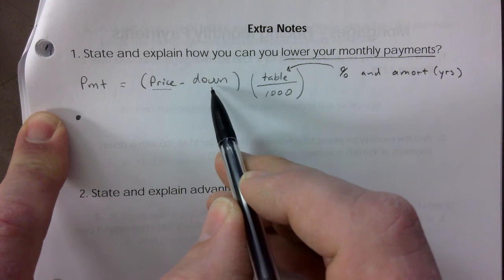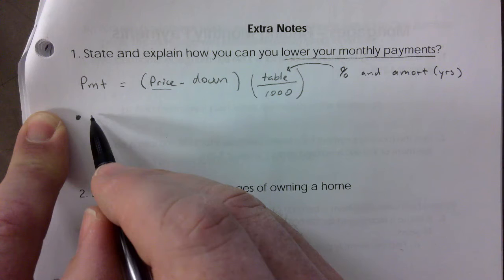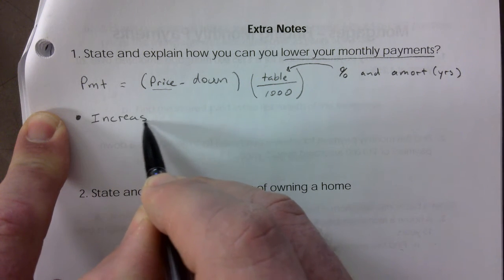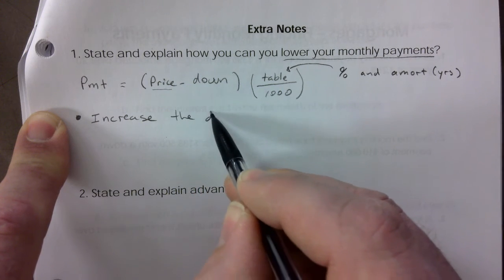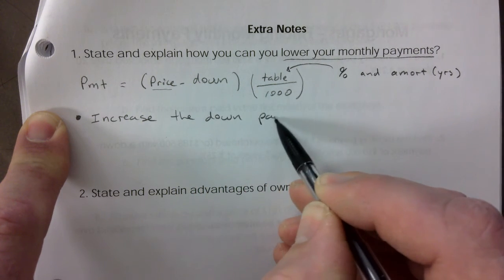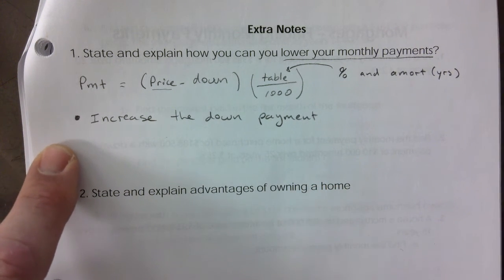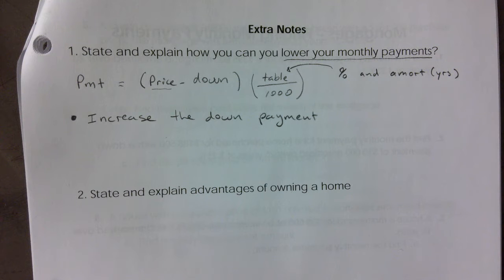Sometimes it's just common sense here, but if you were to increase the down payment, you would be in business. If you increase your down payment, the amount you need to borrow will go down. Therefore, your payment will also go down. So increasing the down payment or coming up with a larger down payment will usually help you with that.